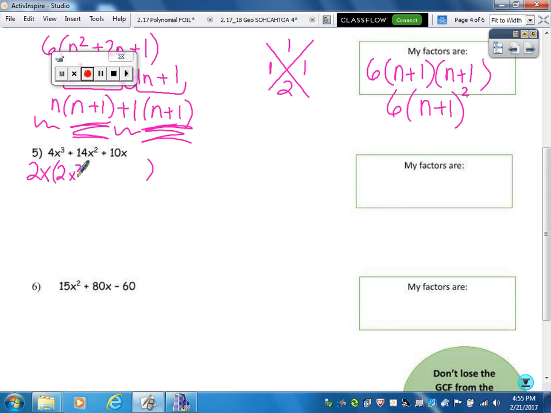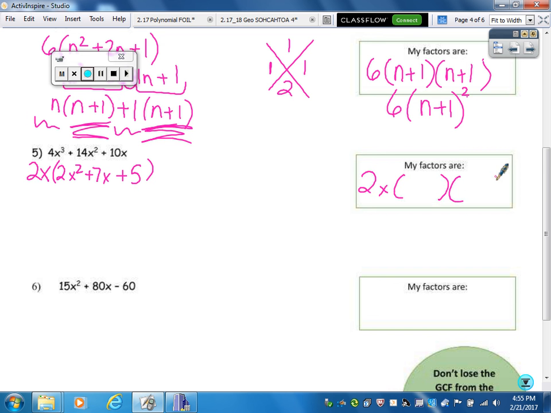2x squared, so we have one less x now, just a 7x left in the middle, and a 5 left at the end. Take a quick look at that. So 4 divided by 2 is 2, 14 divided by 2 is 7, 10 divided by 2 is 5. Took one x away, because it's out here now. So my first factor is 2x.